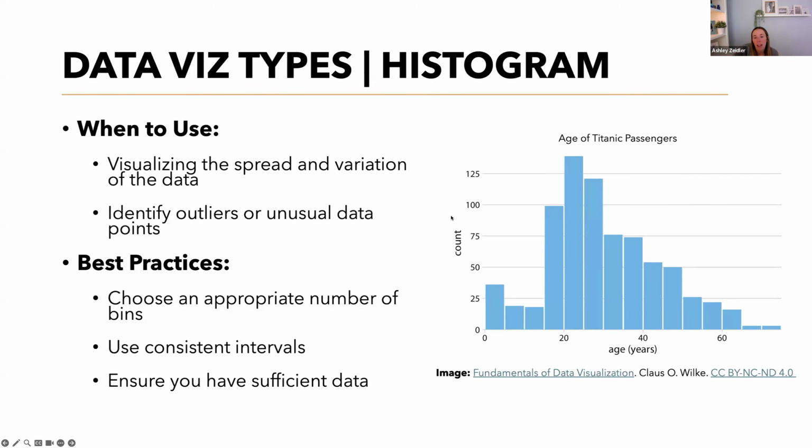But some best practices for histograms: you do want to choose an appropriate number of bins and their sizes. Consider using consistent intervals for the bins to maintain uniformity and accuracy in data representation. And then ensure you have sufficient data points to create a meaningful histogram. So histograms are definitely less effective with smaller data sets.